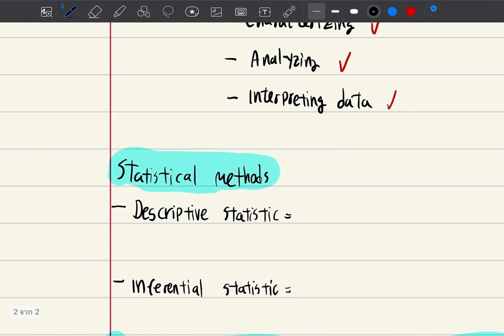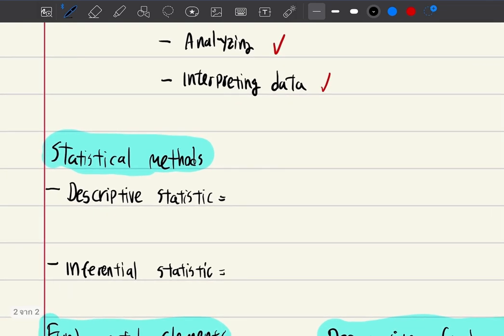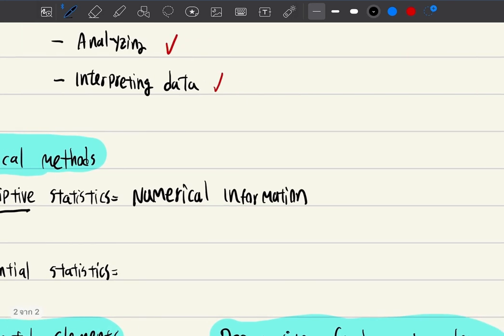There are two statistical methods here. First, descriptive statistics, which is about getting the numerical information and graphical method.